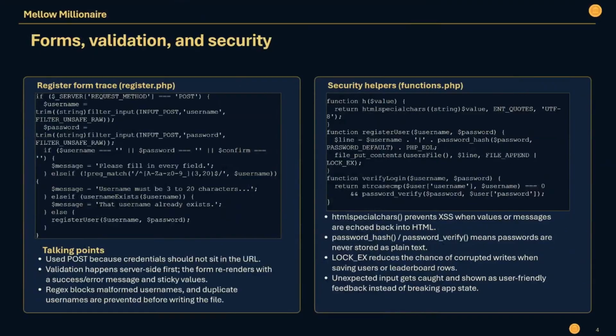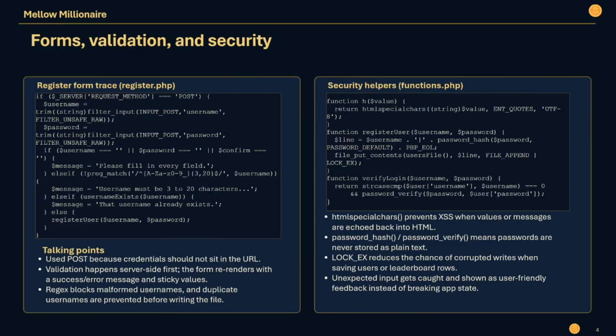Next, we have the forms validation and security. So here you can see the register form trace in the register.php file. We use post here because credentials should not sit in the URL themselves. Validation happens on the server side first. The form then re-renders with a success/error message and using sticky values. It rejects malformed usernames, and duplicate usernames are prevented from writing into the file. That way, whenever new users sign up, they can't use a username that's already in use.